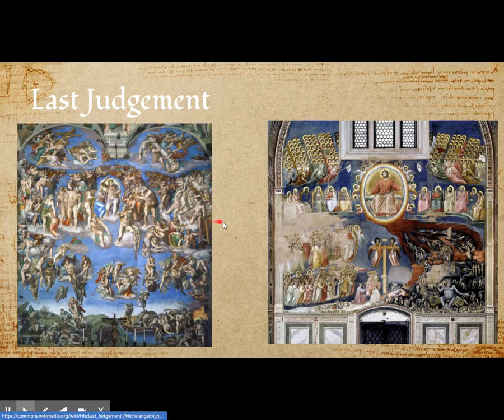Now, the Last Judgment he paints as an old man. He paints it many, many years later, commissioned by a later pope, because Julius II dies. He paints this at the later pope's behest, and he gives us this great scene. Compare it to Giotto's. Giotto's was very powerful and very cool.